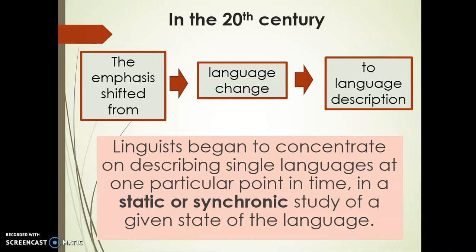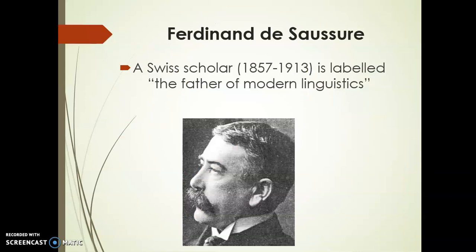So the emphasis in the 20th century shifted from language change to describing the language. So linguists began to concentrate on describing single languages at one particular point in time, in a static or synchronic study of a given state of the language. And we're going to deal with that idea of synchronic or static at a particular point in time.